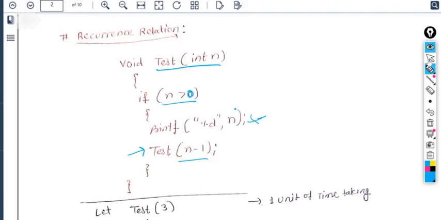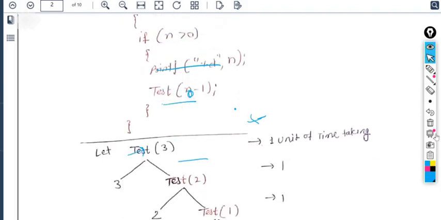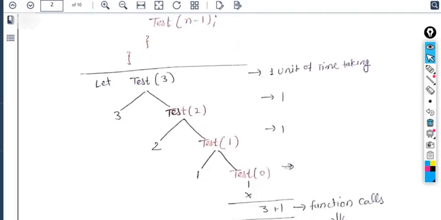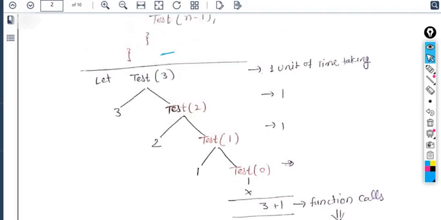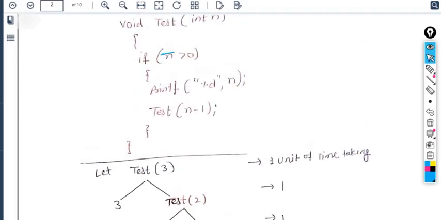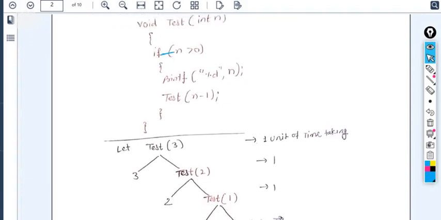Let's take an example to get better clarity. Let's take test with the n value as 3. First it will print the n value as 3, as per the given algorithm. It is visible now. The n value is 3, so it will check: is 3 greater than 0? Yes, it is greater.